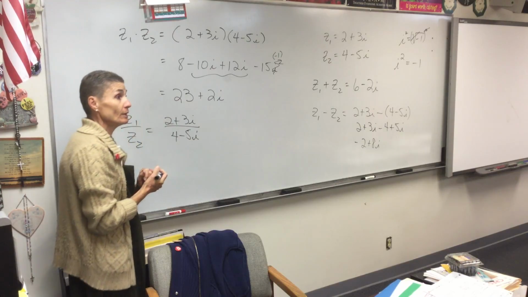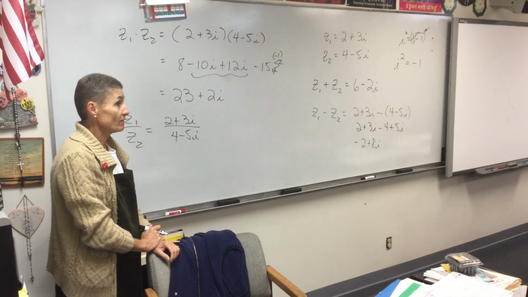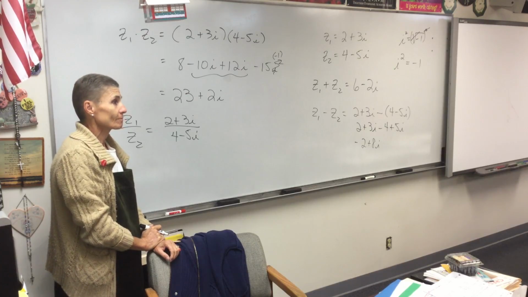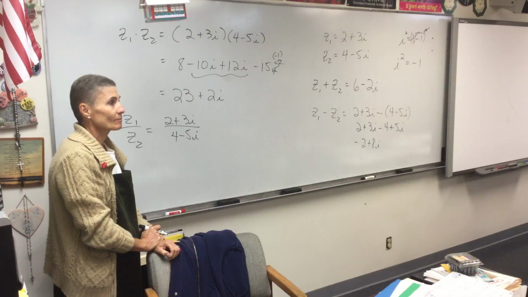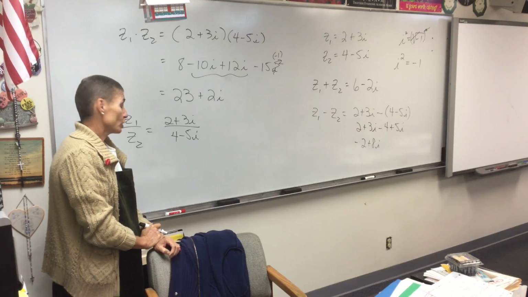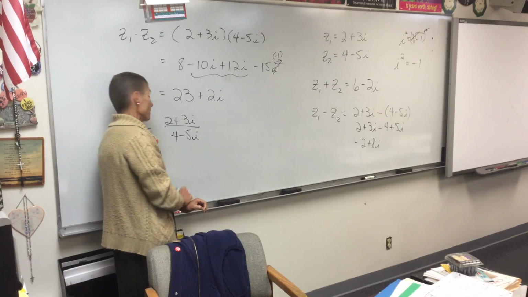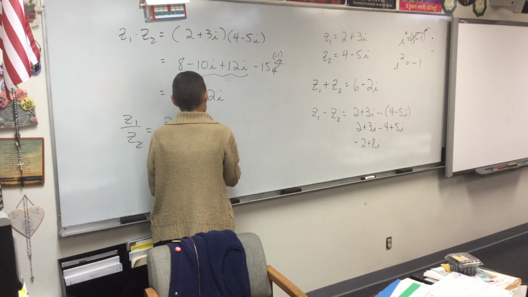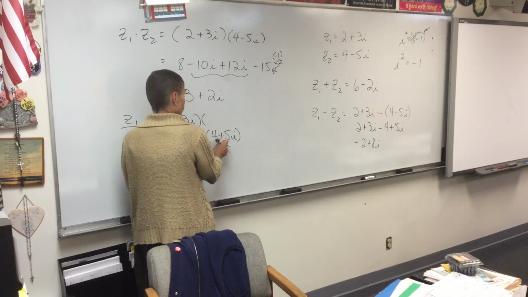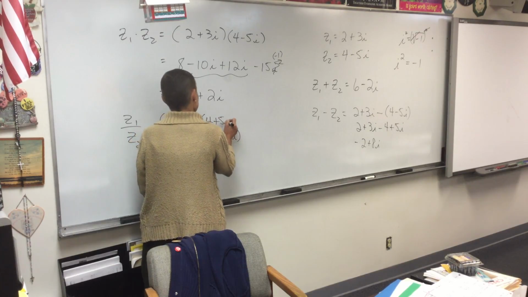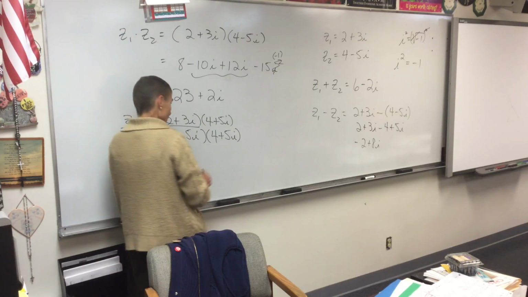Anybody remember or have a thought on how we might handle this? Griffin? Can you remember? Close. I don't multiply by 4 minus 5i. I multiply by 4 plus 5i. Does anybody remember what we call 4 plus 5i in this case? Start with a C. It starts with a C. Conjugate. It's called the conjugate.